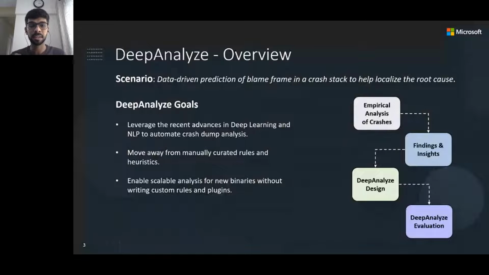Deep Analyze has particular goals. We want to move away from manually written rules, and we want to enable this kind of analysis for newer applications and scenarios with very minimal effort and very minimal labeled data as well. Our approach begins with a large-scale study of crashes, where we analyze 362,000 crashes, and we gather some insights from this empirical analysis to guide the design of our system. Then we develop and implement Deep Analyze and evaluate it on real-world crashes.